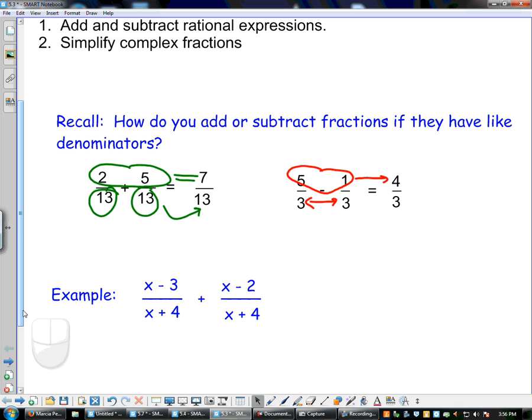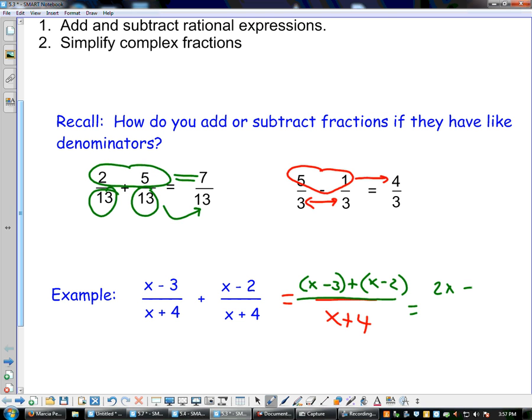Okay, so now if we do the same thing with rational expressions, if they have a common denominator, then we just keep that same denominator and we're going to just add the two numerators together. So we're going to add x minus 3 plus x minus 2. And we can combine like terms and we'll get (2x minus 5) over (x plus 4).